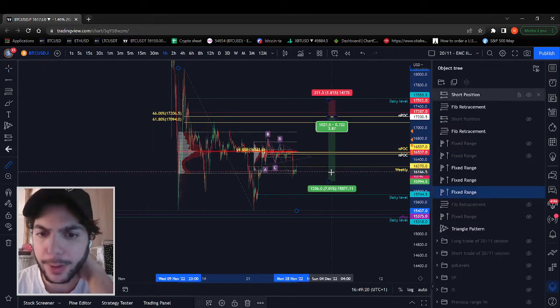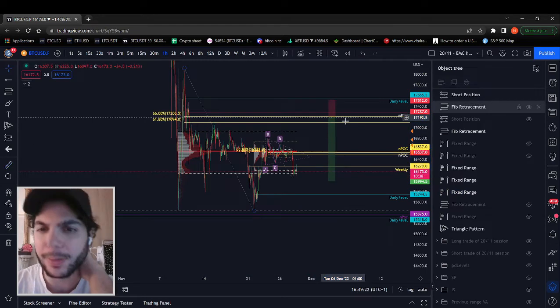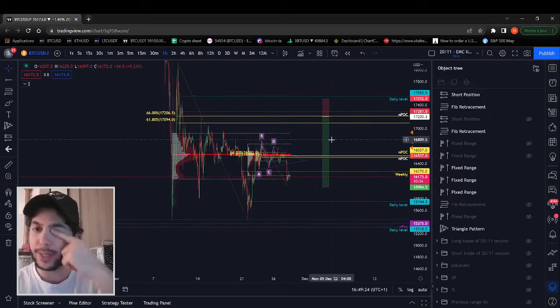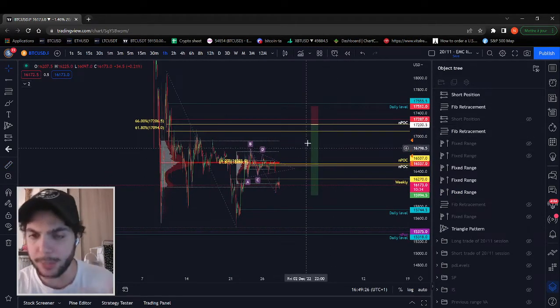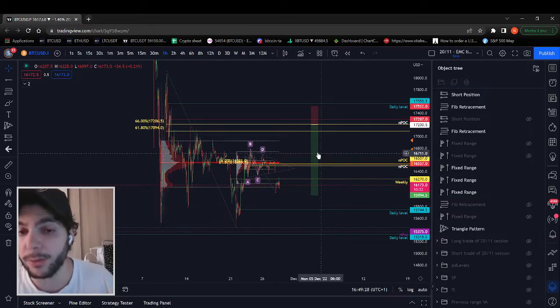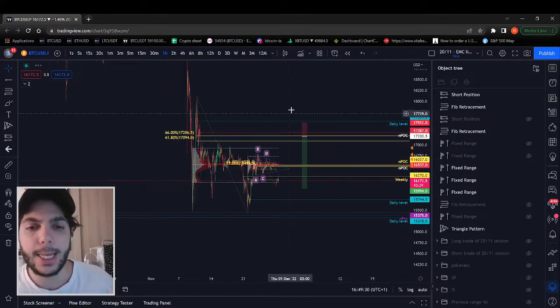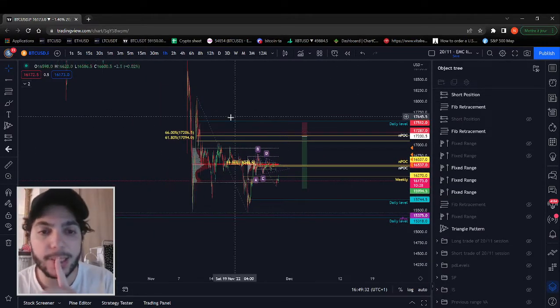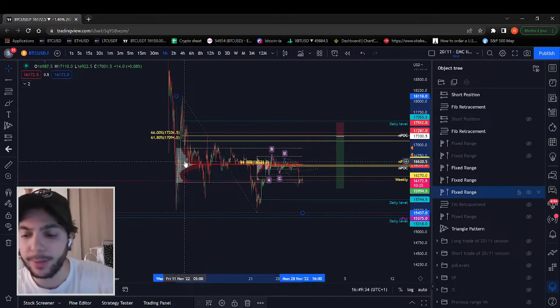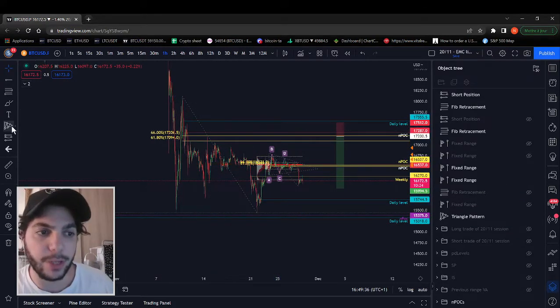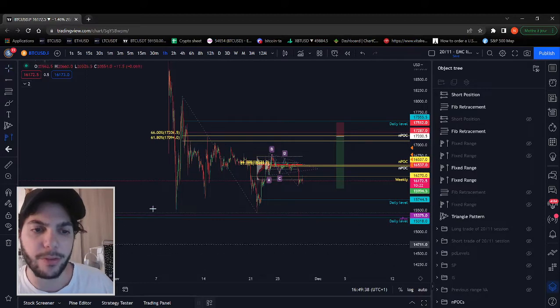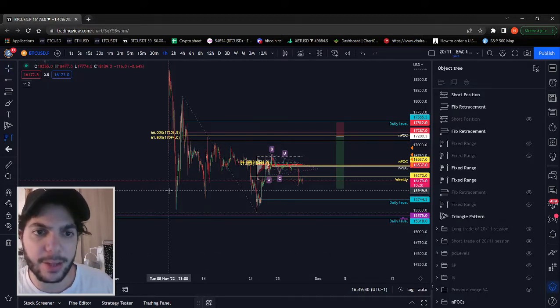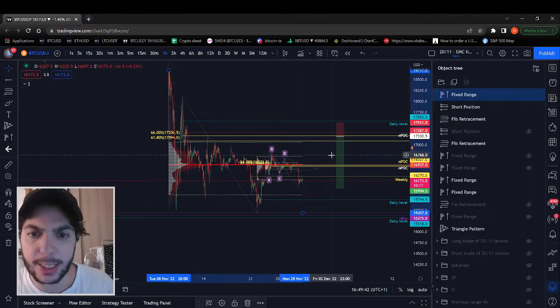Where are we now? We're here. Talking about a 6% rise before we take this short. So this could take some time, if we ever have it. We might not even have it. But it is very, very interesting in terms of liquidity grab, in terms of technical levels. It would be really, really nice.